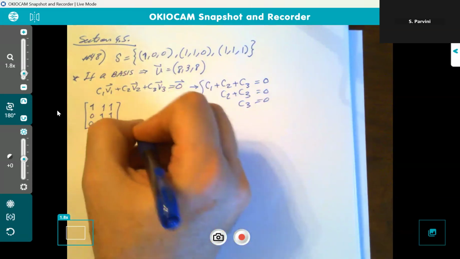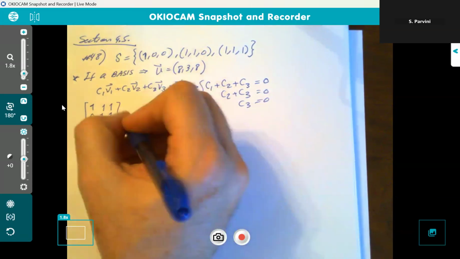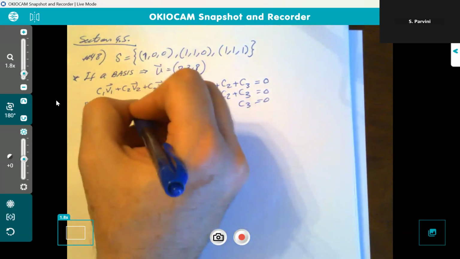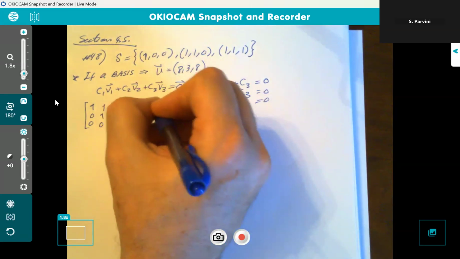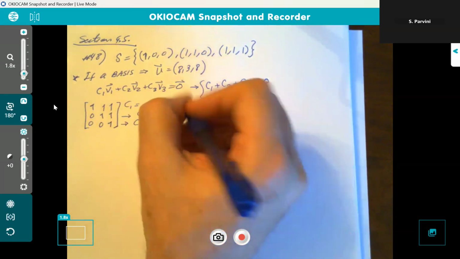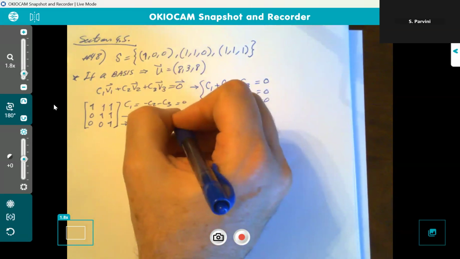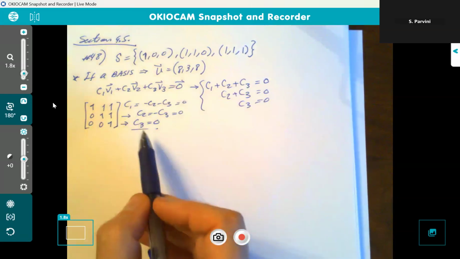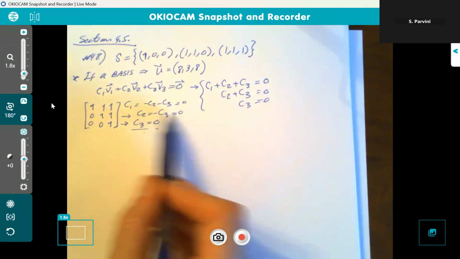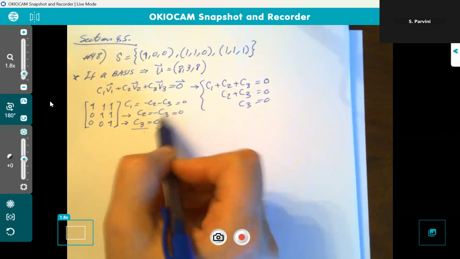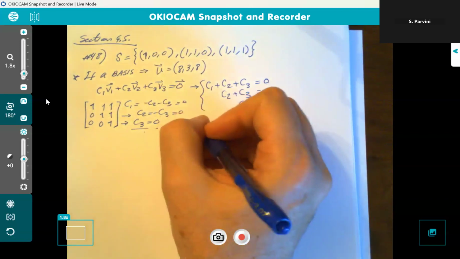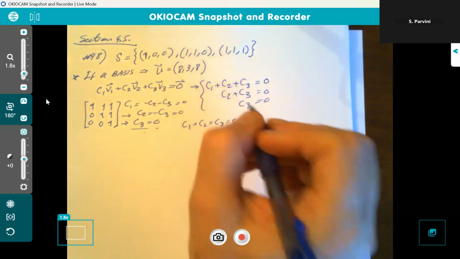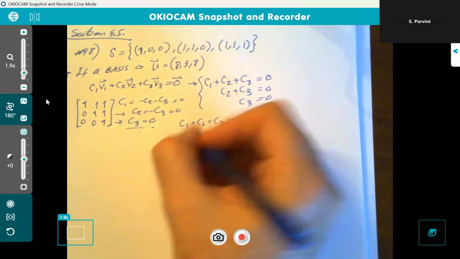So from this, C3 is 0. From the second equation, C2 is negative C3. And from the first one, C1 is negative C2 negative C3, right? C3 is 0, which makes C2 0. C2 and C3 are both 0, so C1 would be 0. Therefore, the solution is C1 equals C2 equals C3 equals 0. Okay, we got that one.